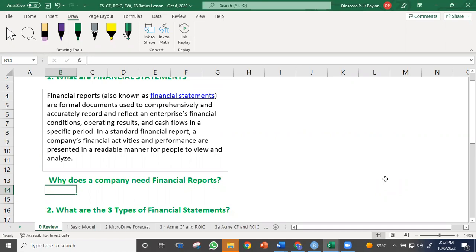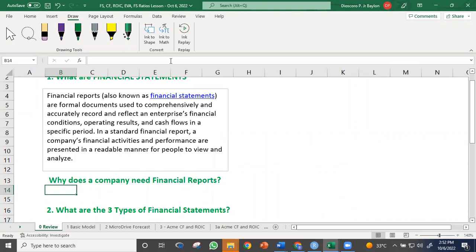Okay. All right. Aside from the company itself, that can use the financial reports for their analysis and for decision making, who else? What other parties need financial statements? What other parties will benefit from the use of the financial statements? Anyone?